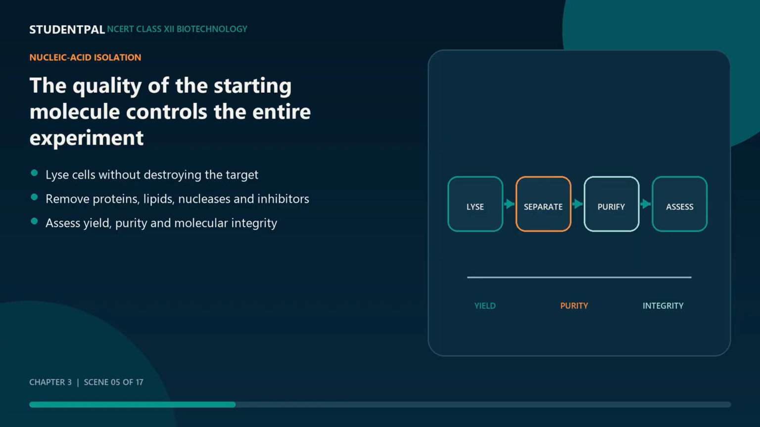Why does this matter? Contaminants may inhibit restriction digestion, ligation, PCR, or sequencing, while damaged DNA may remove part of the target. Preserve sample identity with clear labeling, include suitable controls, and match the isolation method to the organism, tissue, and downstream purpose. Good cloning begins with a molecule that is both present and usable.